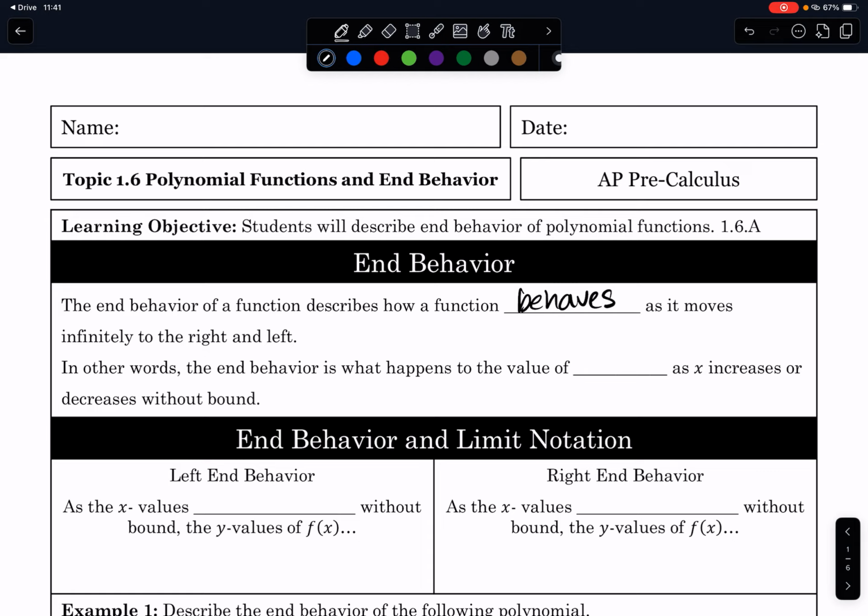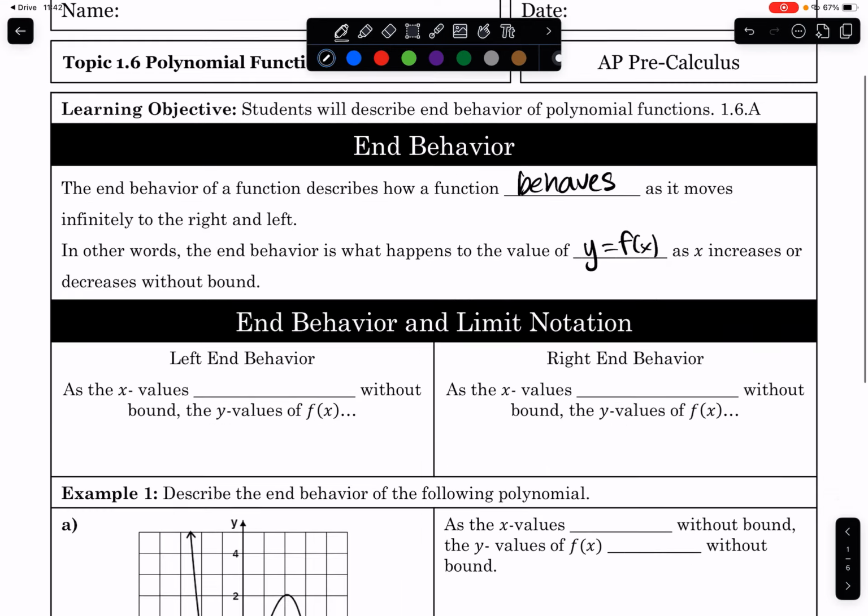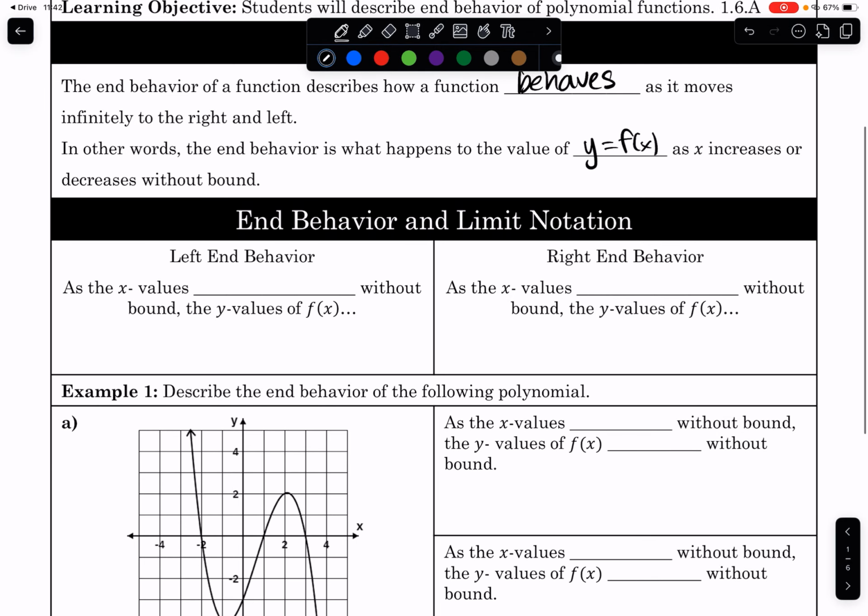In other words, the end behavior is what happens to the values of y, which is the same thing as the notation f of x, as x increases or decreases without bound. So looking at those two directions, let's look at what the limit notation will look like.